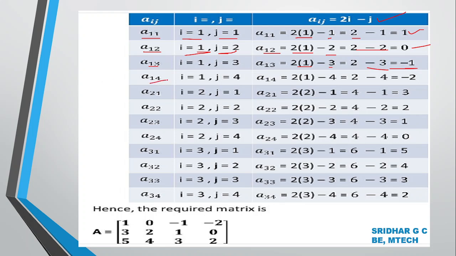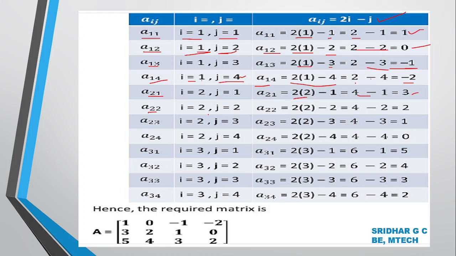Next, A14. i equals 1, j equals 4. That means substituting the same values here: i equals 1, j equals 4. Same way, 2 into 1 minus 4. 2 into 1 is 2, minus 4. That means it will be negative, as the bigger number's symbol is negative. Next, A21. 2 into 2, 4, minus 1. The answer will be 3.